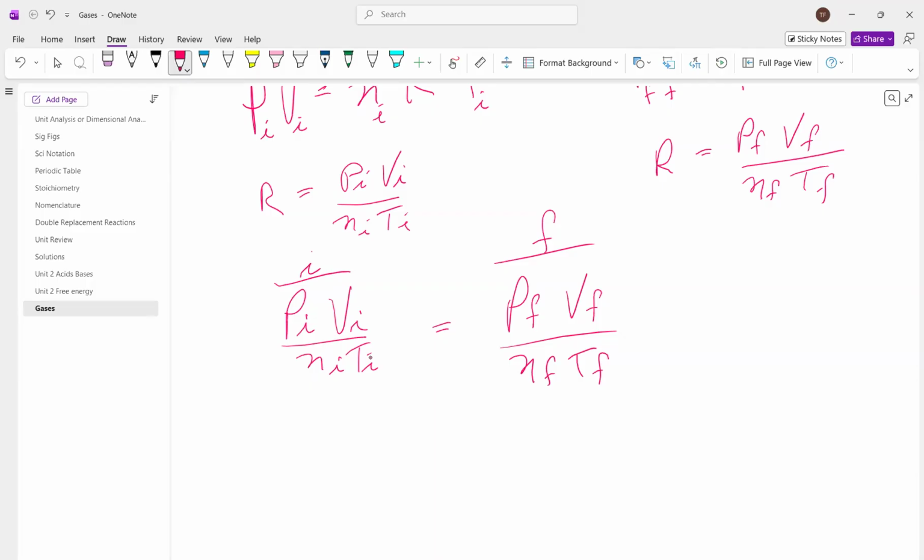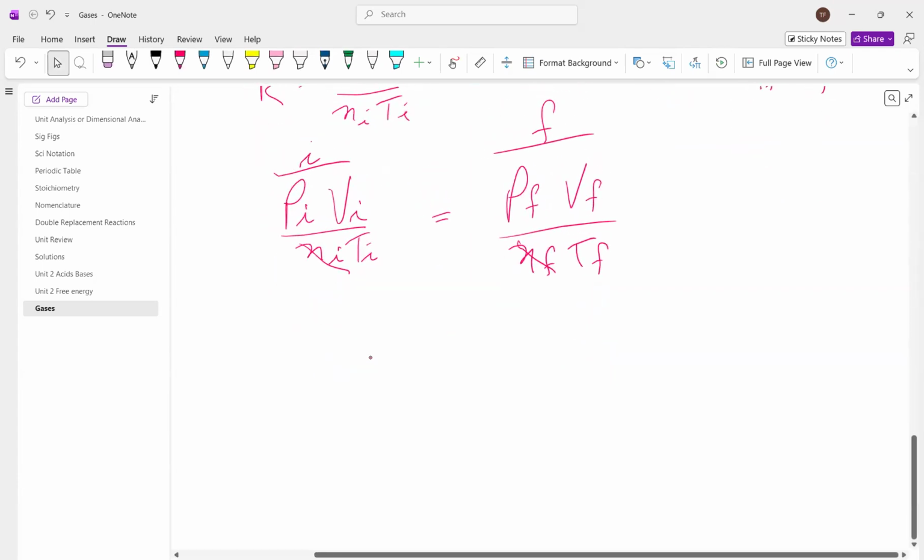Now, also, if no gas is introduced into the system or taken out, the n's will cancel. Or if the temperature remains constant, it'll cancel out. Well, that'll save you some math. And most of the time, there's no gas introduced or let out. So normally we can cancel out the n, but sometimes it's introduced or taken out. Then you have to leave it in. And that's in moles. Okay, so let's do a problem.